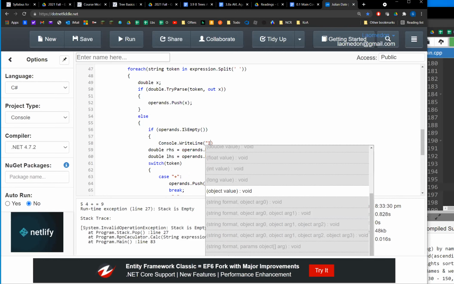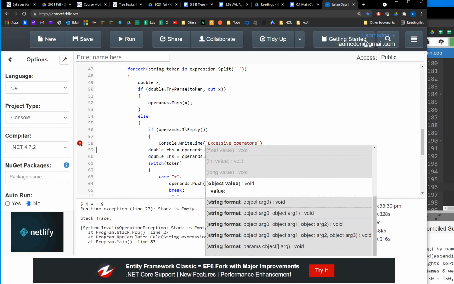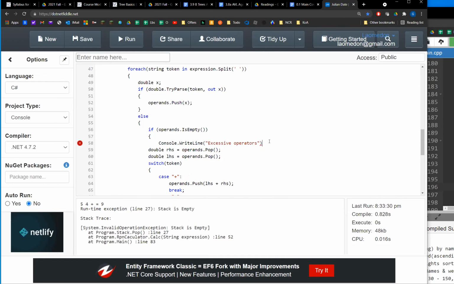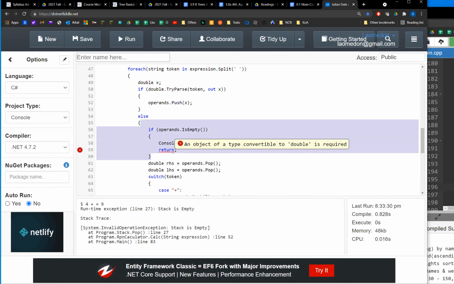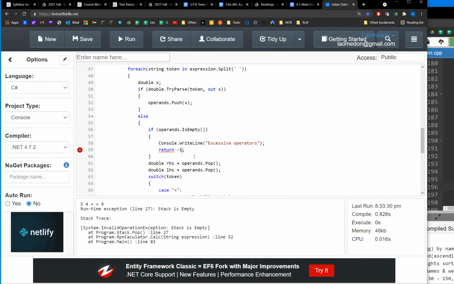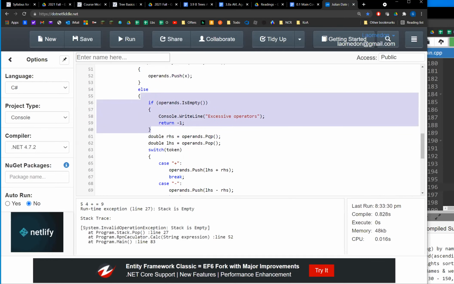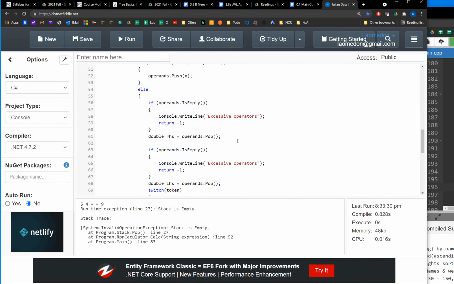We can go ahead and spit out an error message. In our case, we had excessive operators, whatever the error message is. We can't do our job. The expression is not what we want it to be. So I'm just going to bail out of this. And then copy paste, do it again. We pull the number out, then we check to see if our stack's empty, and then the same code again.